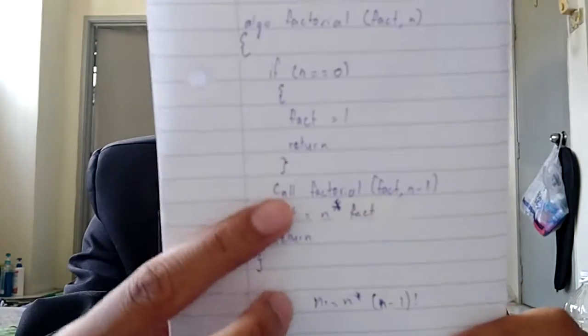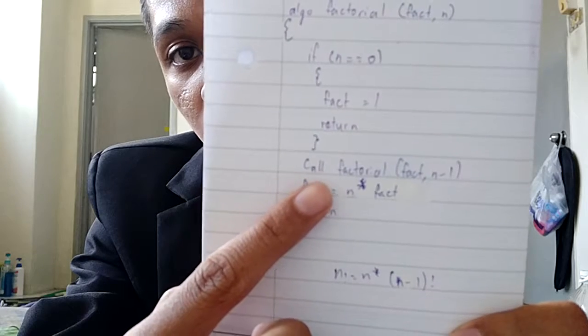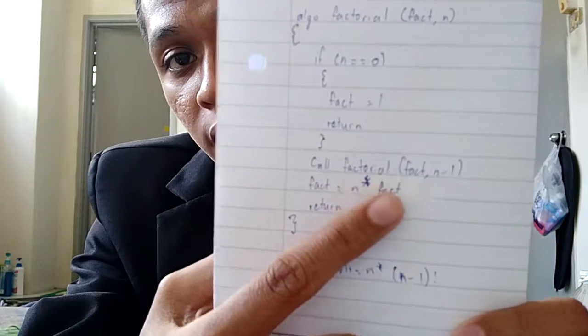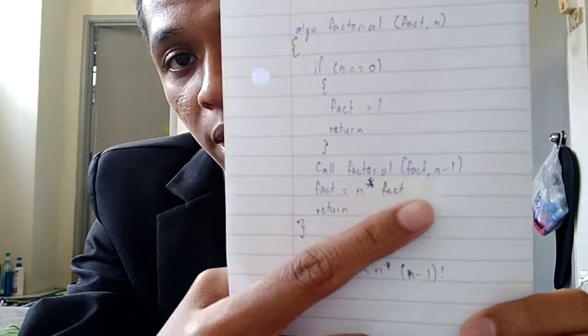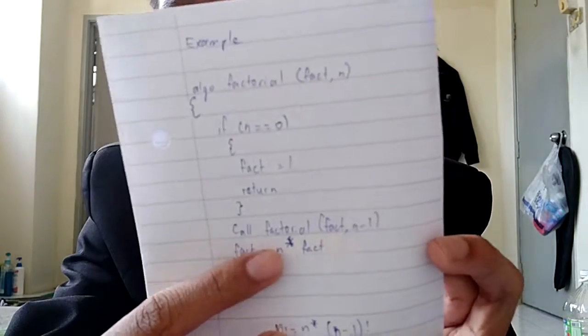So if n is not 0, we are going to go to the bottom part. The bottom part calls factorial of n minus 1. Okay, the formula is n multiplied by factorial of n minus 1, then we return.